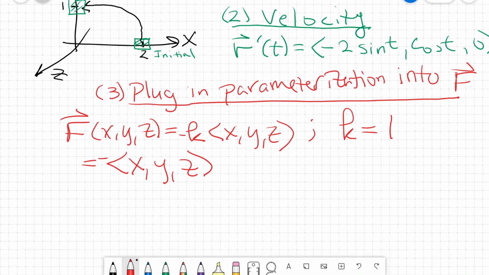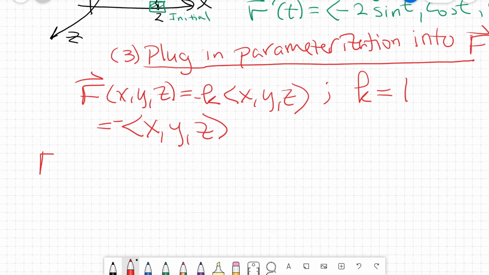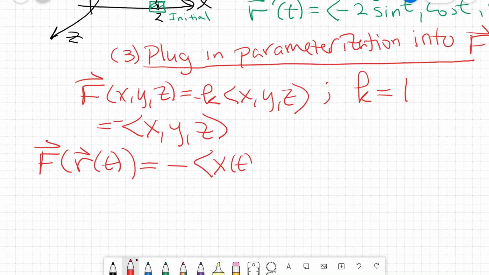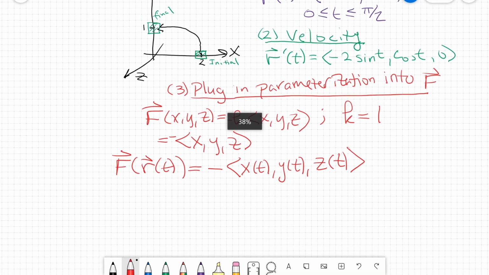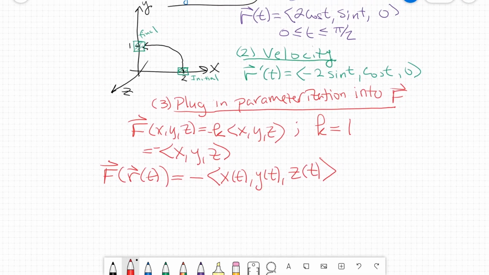How do you plug in the parameterization? Well, F of r of t is equal to minus x of t. So wherever we saw x, we put x of t. Wherever we see a y, we put y of t. And wherever we see a z, we put z of t. What then do we plug in for our x of t, y of t, and z of t?